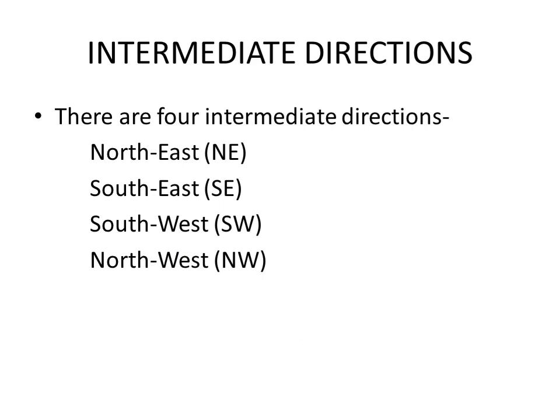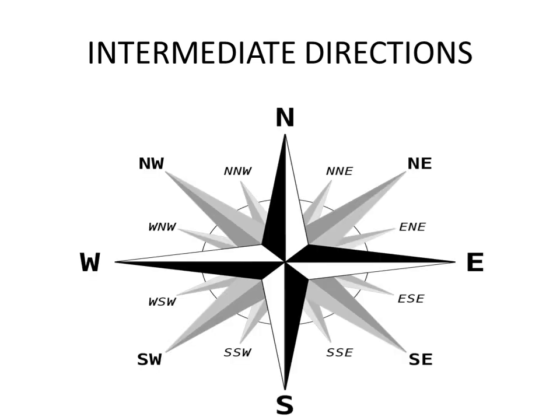Intermediate directions. There are four intermediate directions: northeast, southeast, southwest and northwest. The direction between north and east is called northeast. The direction between south and east is called southeast. The direction between south and west is called southwest. The direction between north and west is called northwest.